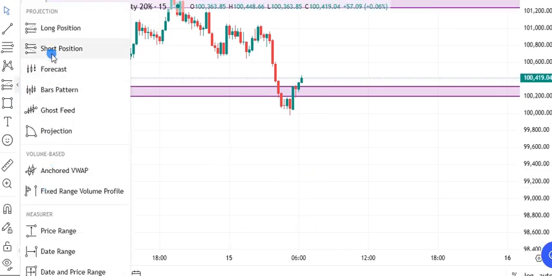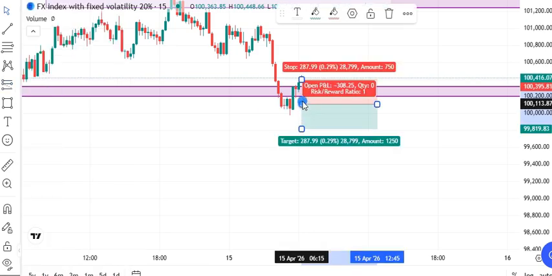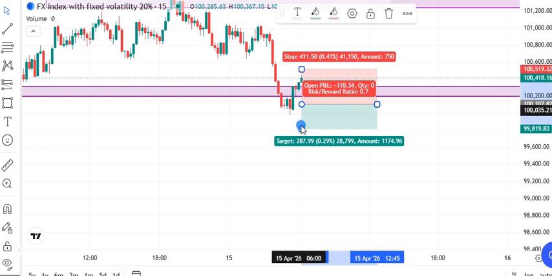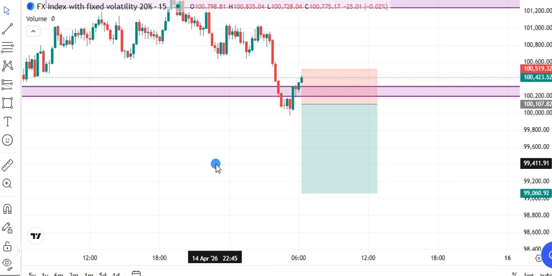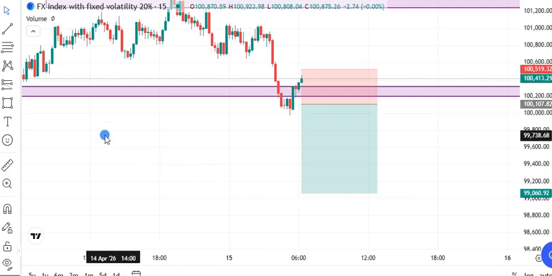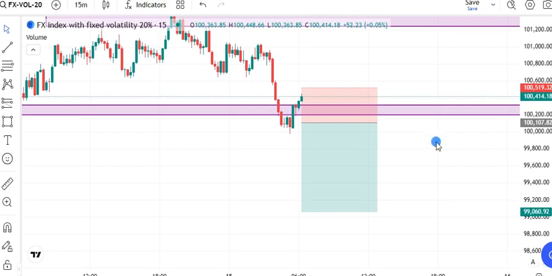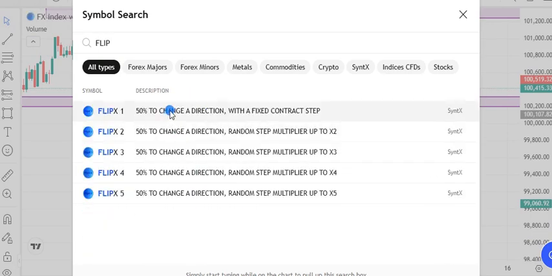So my setup on FX Volume today is on the bearish side, where I'm expecting a bearish move on this trade later on today. So something like this: stop loss above this, then my take profit a minimum of 1:2 risk to reward ratio. Alright, so that's that for FX Volume 20. So let's go to the next one, which is Flip X1.